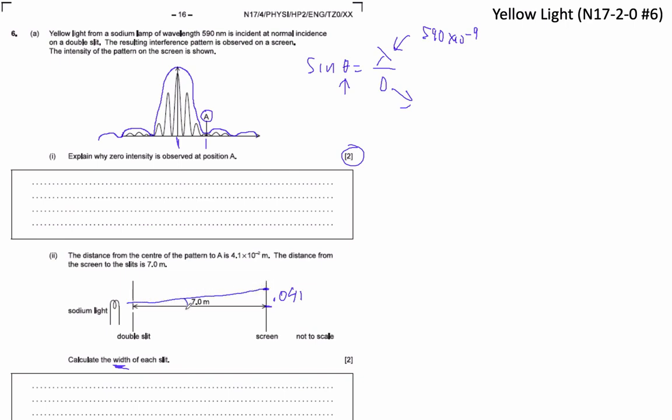Imagine that I drew that as a straight line. We know that the tangent of that angle is going to be 0.041 over 7. So find that angle theta, and plug it in. You have the wavelength. We know that the first minimum happens at sine theta equals lambda over d. Solve for d, that's going to be the width of the slits. When I did that, I got a number that's about 10 to the minus fourth meters, and that's correct. So let's look at the next thing here.